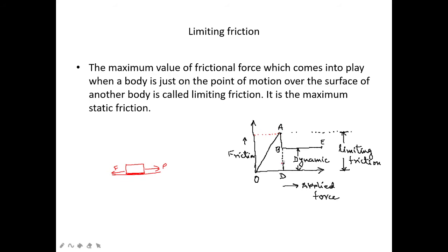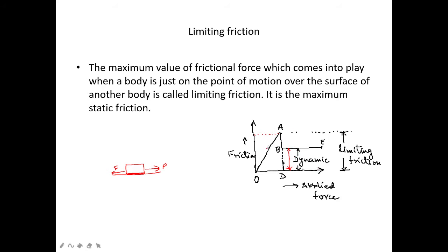Now, if you increase the force slightly further, then the friction will drop and the body starts moving. This friction is then dynamic friction. But this friction from this to this is the maximum static friction. And this maximum static friction is known as limiting friction. So, limiting friction is nothing but the maximum static friction, or the friction which is acting on the body till the body is at rest.